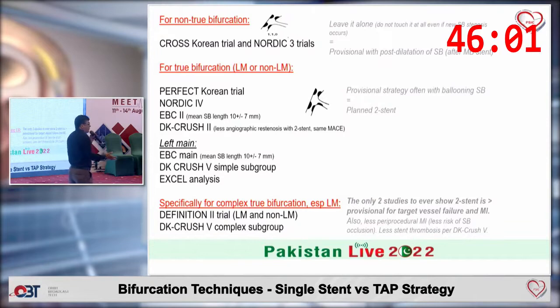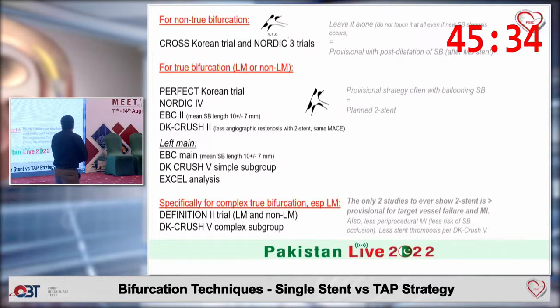Now, since we come to the left main, the side branch can be quite big, so we may end up doing a kissing balloon inflation. In such cases, just a simple kissing balloon to end the procedure has the same effect as the planned two-stent strategy. For example, the MACE is not different, and the angiographic restenosis over a period of 1 year is the same as that of the two-stent strategy. Only specifically for complex true left main lesions, especially involving the left main.